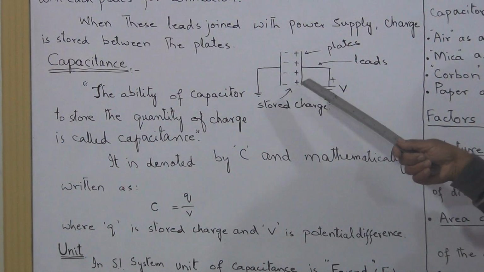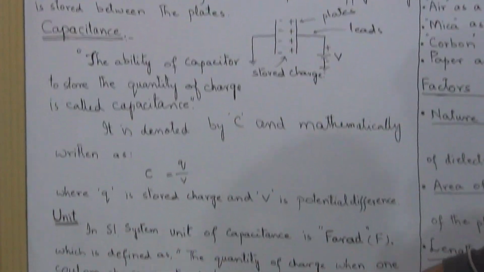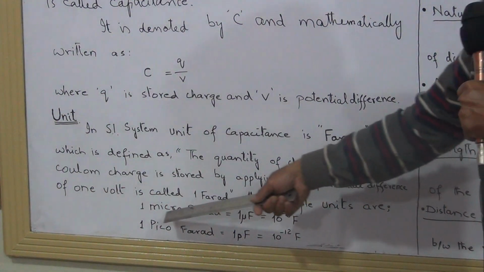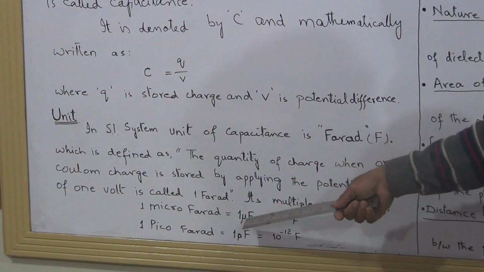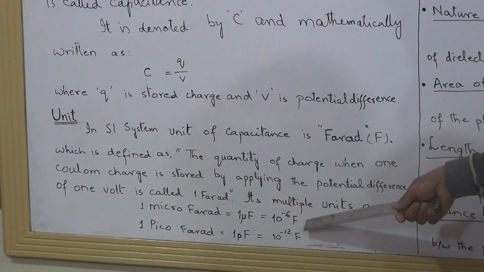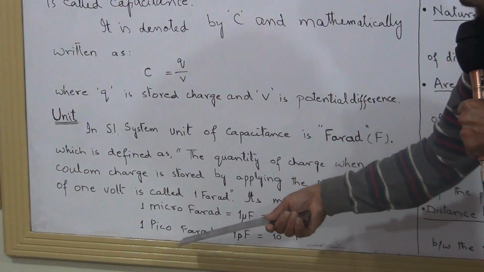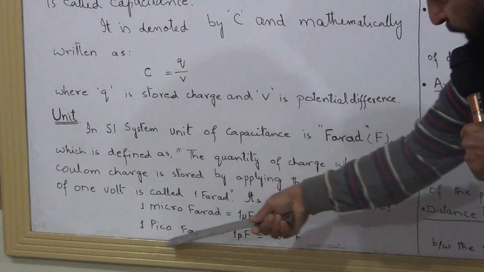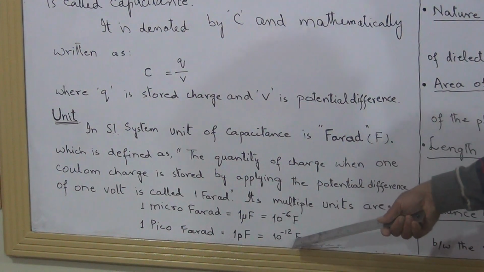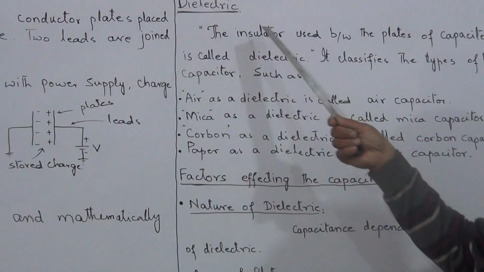That quantity of charge stored in the capacitor is called 1 farad, and the multiple units of farad are: 1 microfarad, which is equal to 10 raised to power minus 6 farad. Another unit which is used in our daily life is 1 picofarad, meaning 10 raised to power minus 12 farad. Now what is a dielectric?